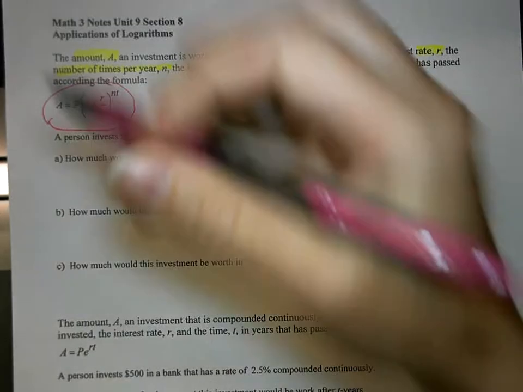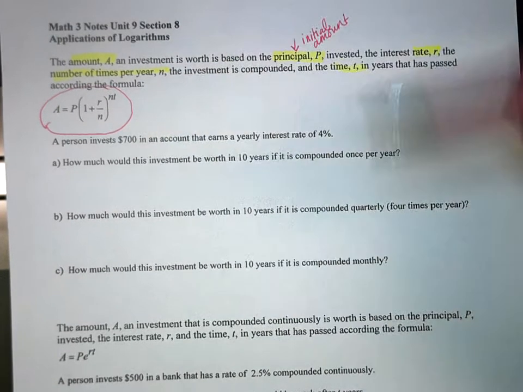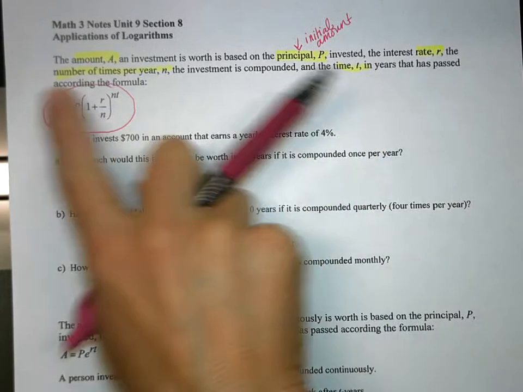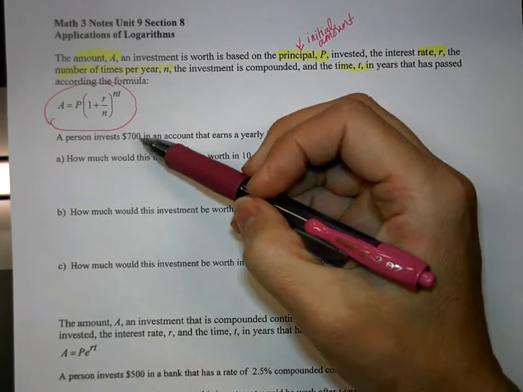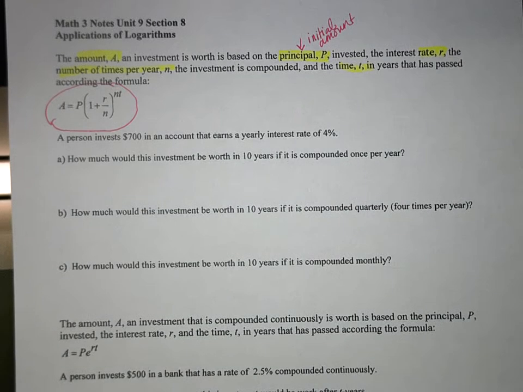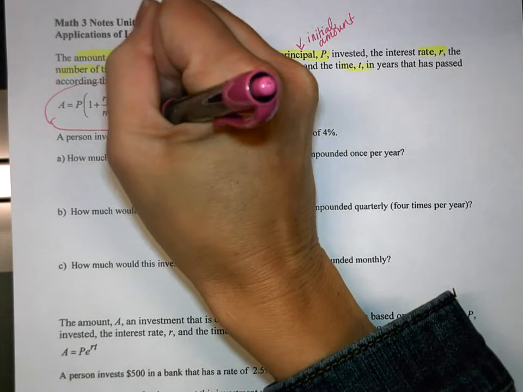What I like to do as I go through this is write what each of these numbers represents in terms of the formula. So if a person invests $700, which letter would that represent? P. When you're investing, that's your principal amount. So right here, this 700 is P.